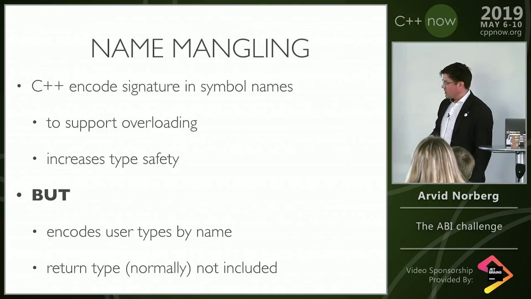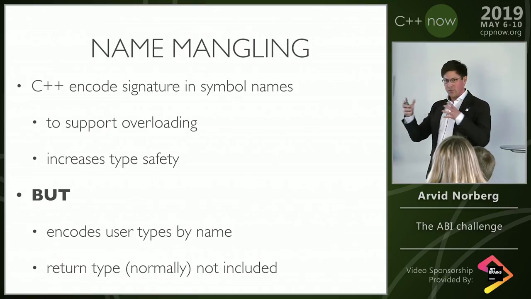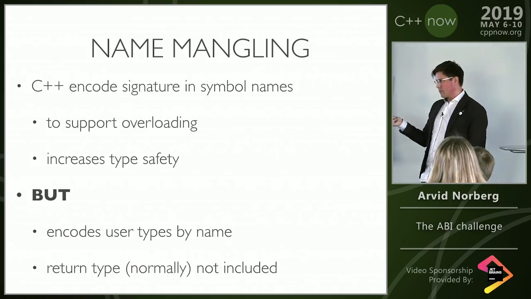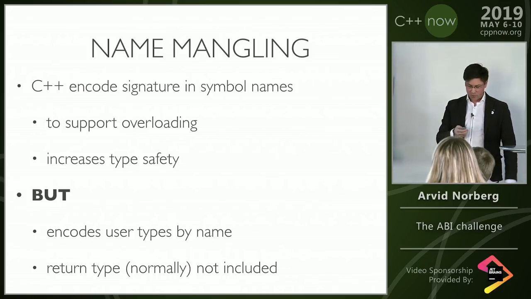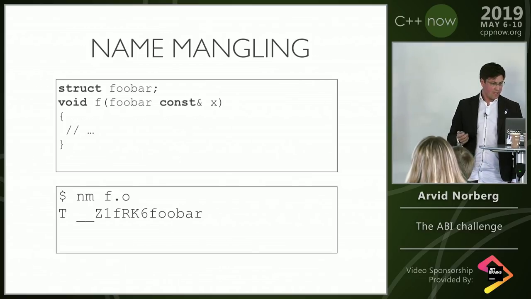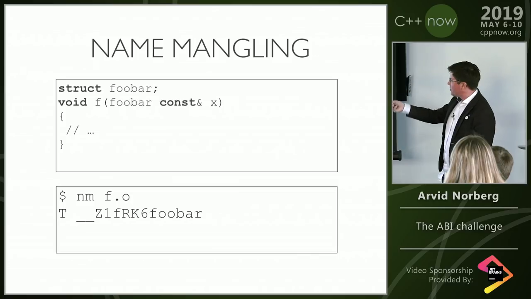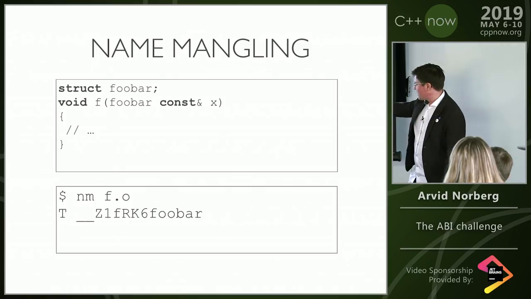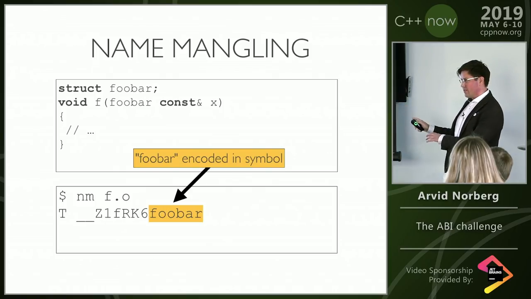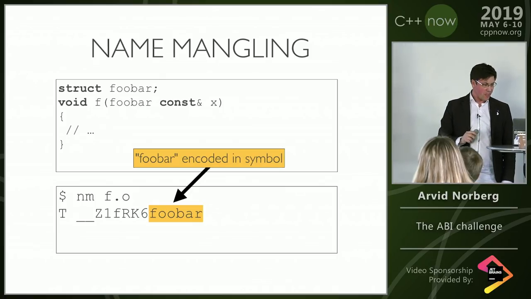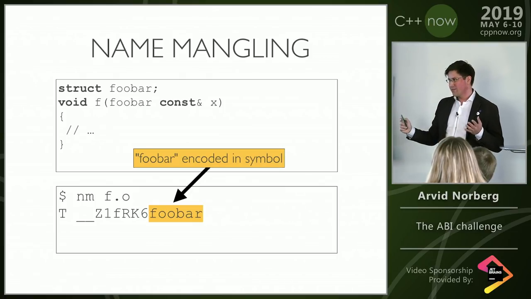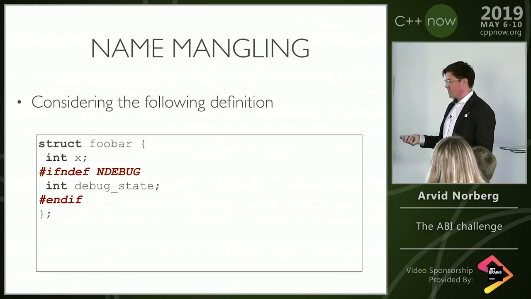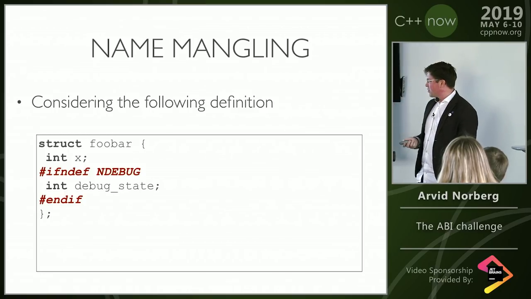There is a but. If you have a user-defined type, that's just encoded by name in the symbol name. And also return types are normally not included, so you can still screw up there without the linker catching it. So here's an example. Let's say you have struct foobar. You have a function that takes a foobar const reference. The name in the linker will be something, something, foobar. So foobar is encoded in the linker name. But what is a foobar exactly? How can we be sure that both sides of the shared library agree on what a foobar is? We can't, necessarily.